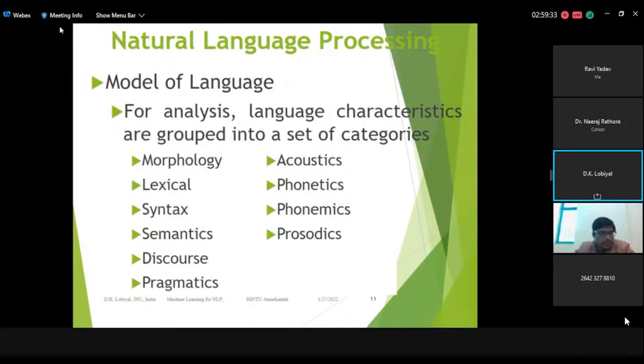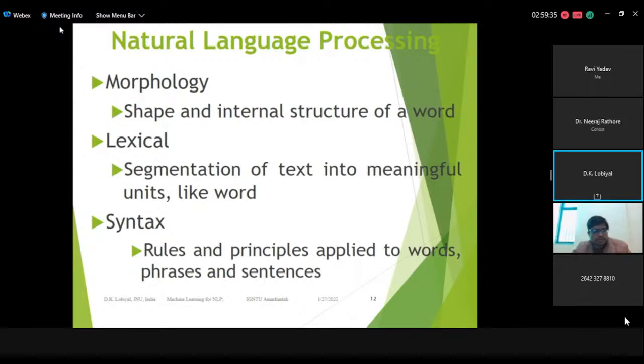Now, if you look at that, morphology is the shape and internal structure of a word. If you take a word, go, coach, like that, and now become plural. And lexical means you divide the text into meaningful units. That means if I have a sentence, I can divide it into words which carry the meaning. And then the syntax, as I said, is the rules and principles applied to make phrases and sentences. You cannot make a sentence by adding any word in any order. There has to be order.